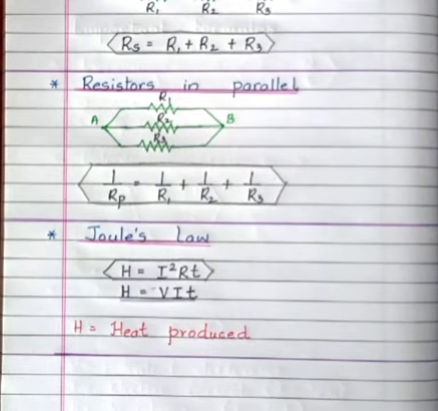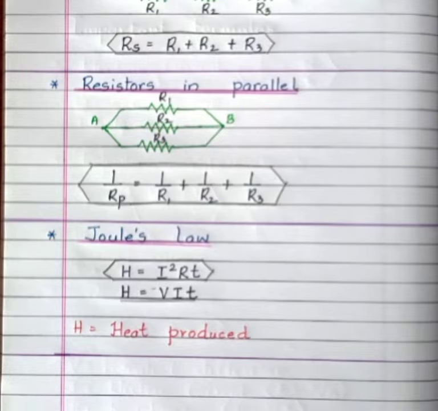The heat produced in a conductor is given by Joule's law, that is H equals I square RT. Joule's law states that the heat produced in a conductor H equals I square RT, or H equals V into I into T, where H is the heat produced in the conductor.